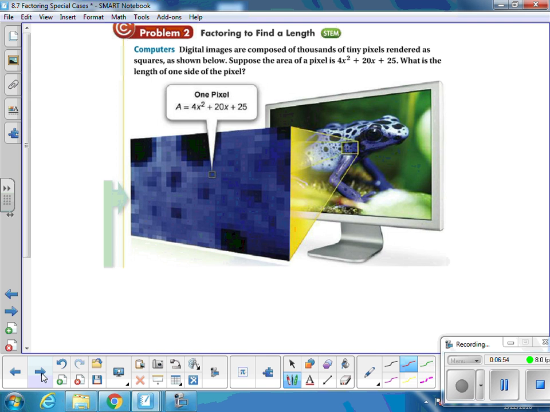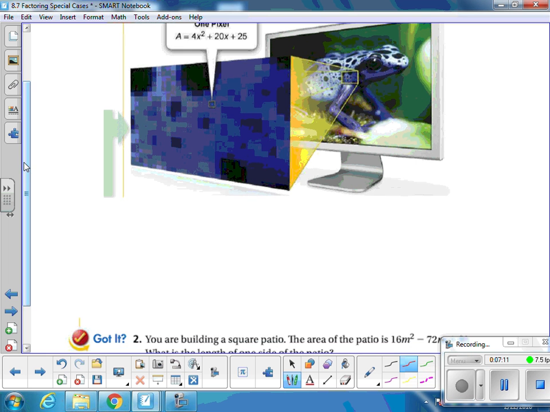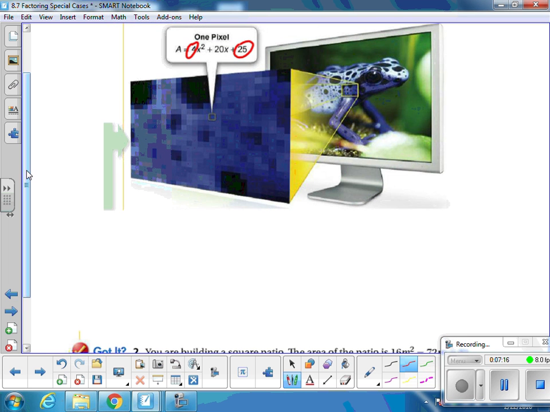Factoring to find length. Digital images are composed of thousands of tiny pixels rendered as squares, as shown below. Suppose the area of a pixel is 4x squared plus 20x plus 25. What is the length of one side of the pixel? Okay, what's nice about this is I'm noticing I got a perfect square, and I've got a perfect square here. So I can look and go, okay, well that 4 is made up of 2, and that 25 is made up of a 5. So I can work through that.